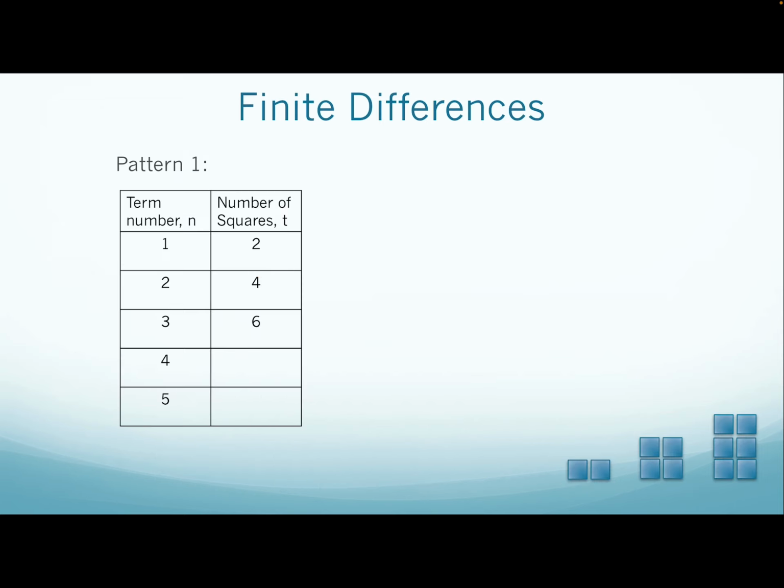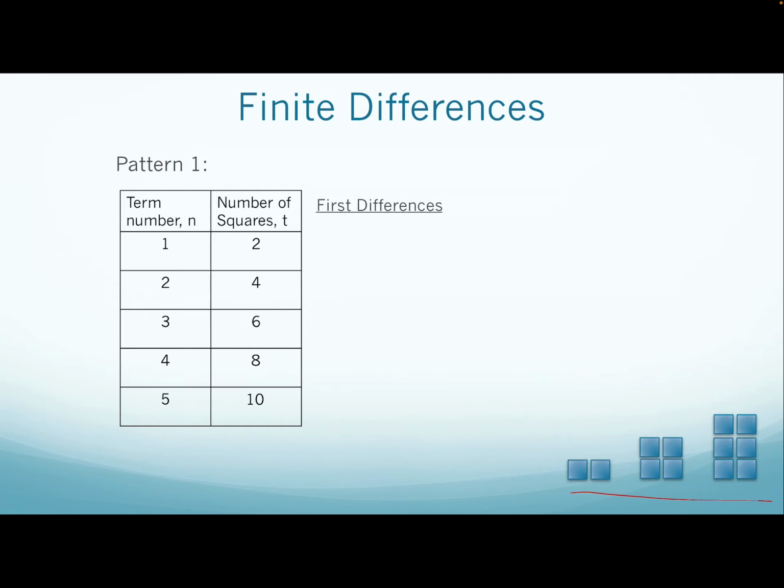Now let's take a look at the finite differences. So for the first pattern, the one in blue. So we have the first 3 terms, and I could complete this table to get the 4th term and the 5th term. So we'd have 8 and 10 squares in those. Now let's do the finite differences.